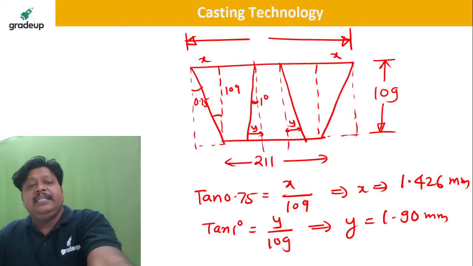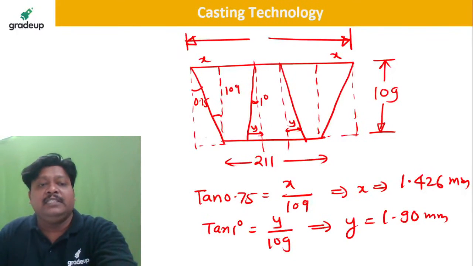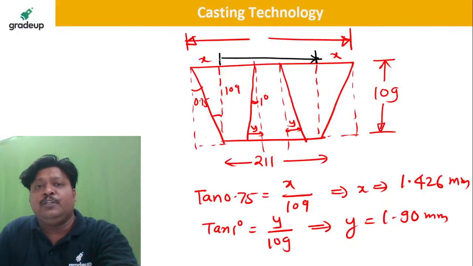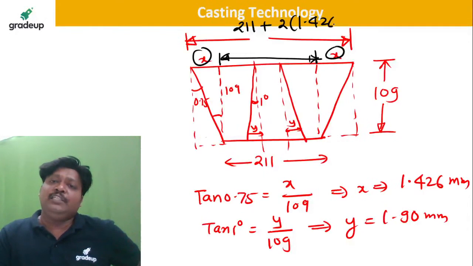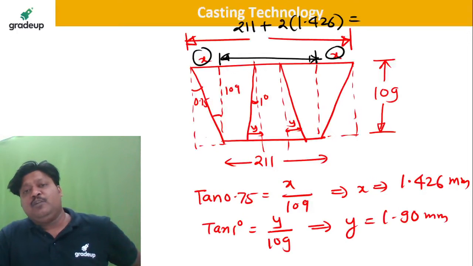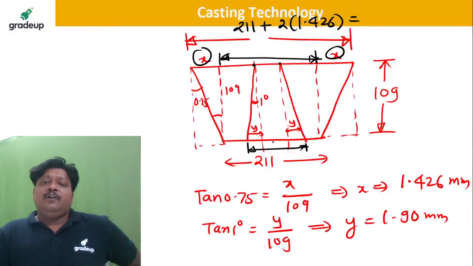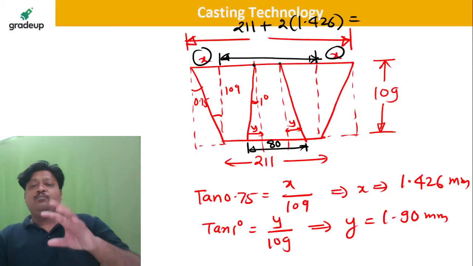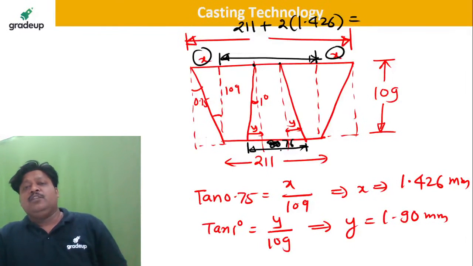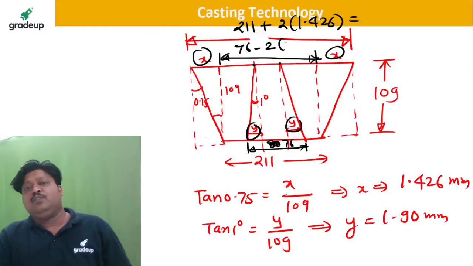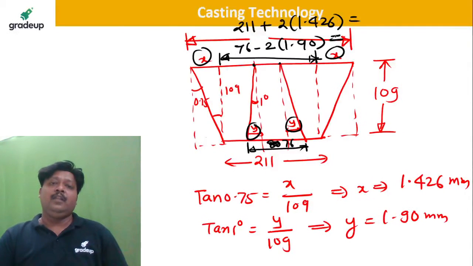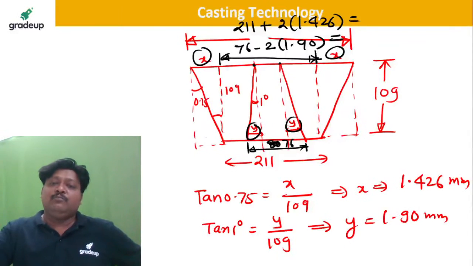Now see here, dear, on this 211 you are going to add x 2 times, this one and this one. So this length becomes 211 plus 2 times 1.426. And because of the taper, this internal dimension is going to change from 80 mm, or rather after provision of machining allowance it is actually 76 mm. So 76 minus 2 times y, which is 1.90. Tell me the final answer after provision of the draft allowance.